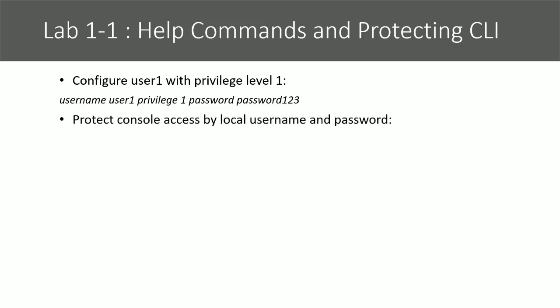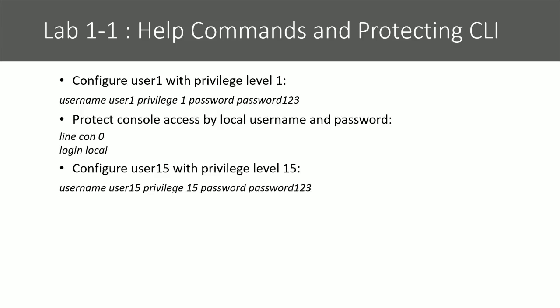The next step is protecting console access by local username and password, and the command is line console 0, login local, to enable local username and password protection. We will try to log in using user1, and we'll see what happens. Then we will configure another user, user15, with a privilege level 15. Username will be user15 and the password will be the same, password123.